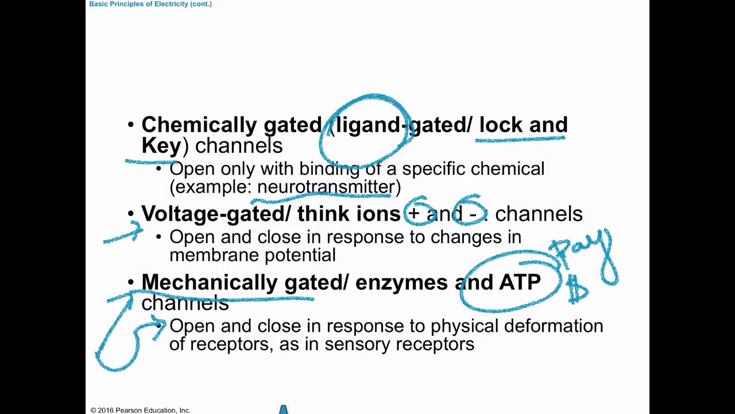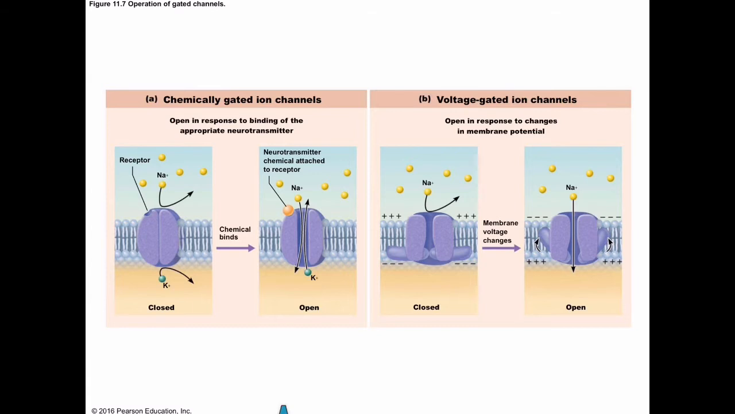Okay. All right, so chemically gated and voltage gated. Let's just take a look at these. So here's, okay, right, chemically gated. Remember, this is like the key, right? You require a key here. So in this case, there's a keyhole. We call a keyhole a receptor, right?